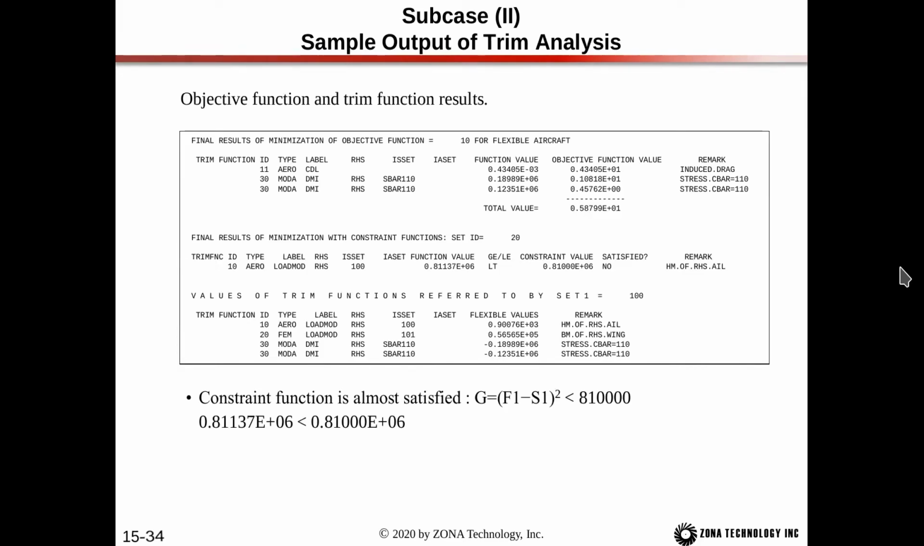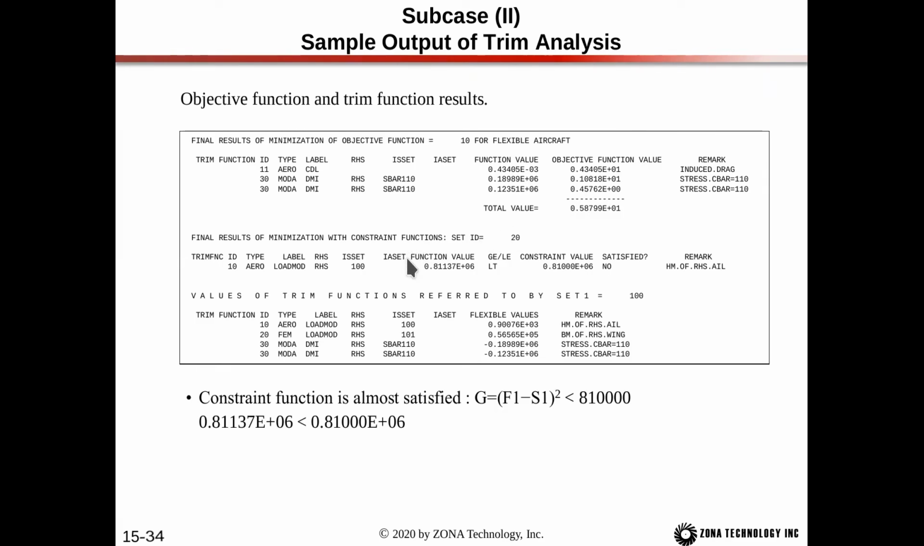Okay, so now we have the output. So this is the objective function and the trim function results. So we have the CDL here. So our function value is printed out, and then the objective function value based on that is printed out. And then also we've got the stress in the C-bar. It looks like that was also included in our objective function.